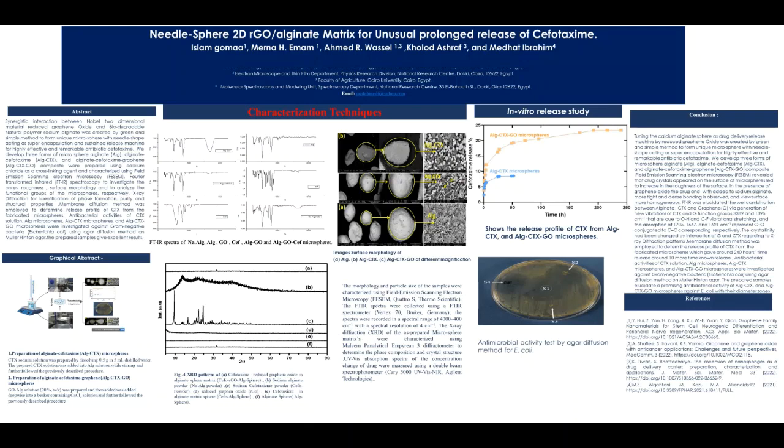composite. They were prepared using calcium chloride as a cross-linking agent and characterized using field emission scanning electron microscopy and Fourier transform infrared spectroscopy to investigate the pores, roughness, and surface morphology, and to analyze the functional groups of the microspheres, respectively. XRD was employed for the identification of phase formation, purity, and structural properties.